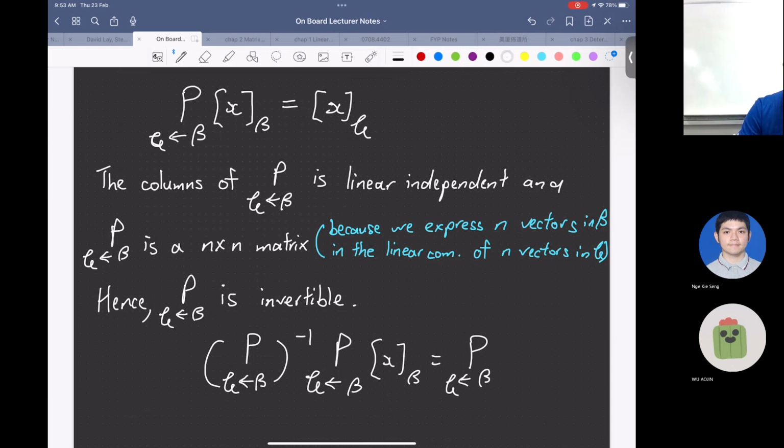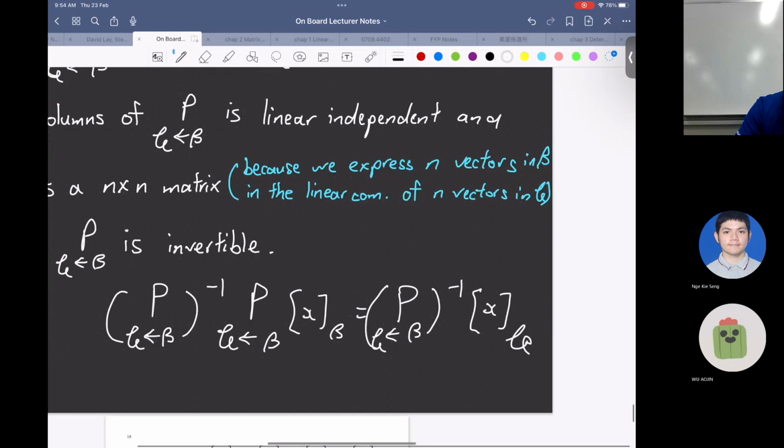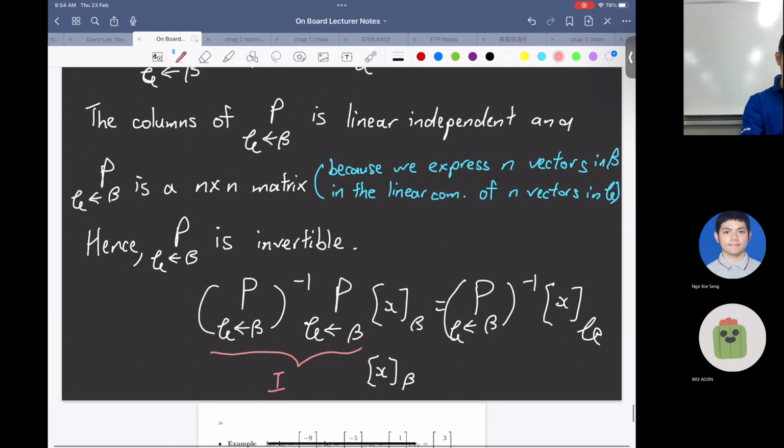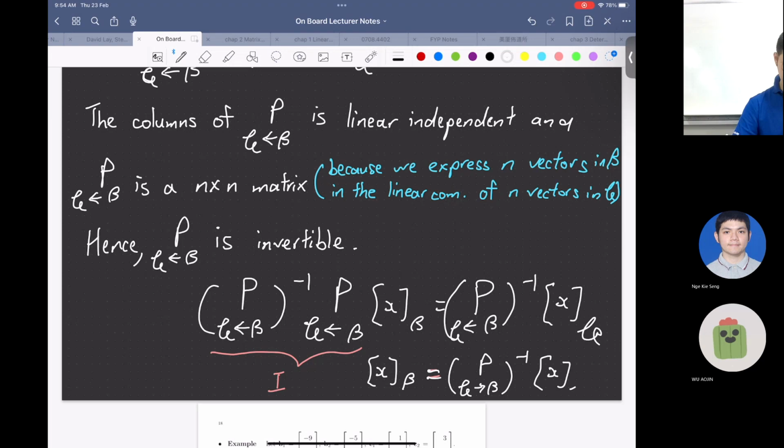The matrix can cancel, right? Because they're the inverse of each other. So we get the identity on one side, which is just the coordinate vector of B, right? These two multiply to identity. So what we got is another matrix that multiplies the coordinate vector of C, and then we get the coordinate vector of B.